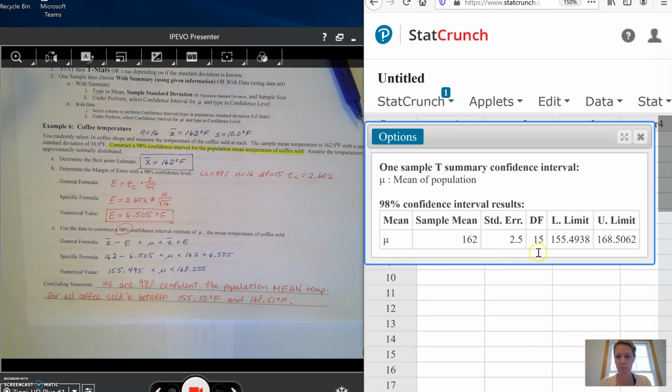There we go. And you can see our degrees of freedom was 15. Our lower limit was 155.49, or 155.50 if we go to 1 decimal place, I guess it's more accurate, and 168.5. So we confirm our answer. If you're wondering why it's slightly off, don't forget we're rounding the critical value to 3 decimal places. That's why it's rounded. Okay, so good. Hopefully that helps.